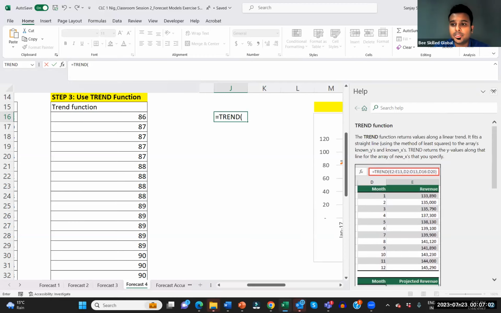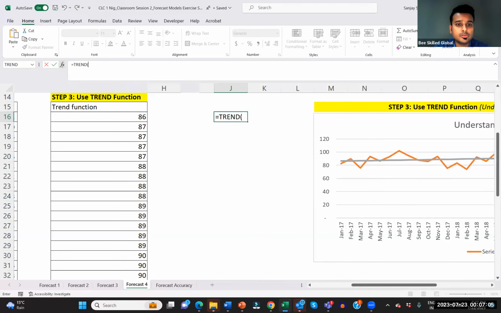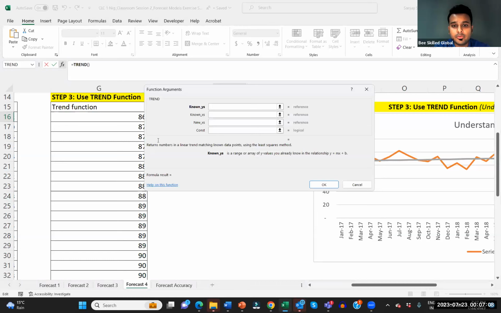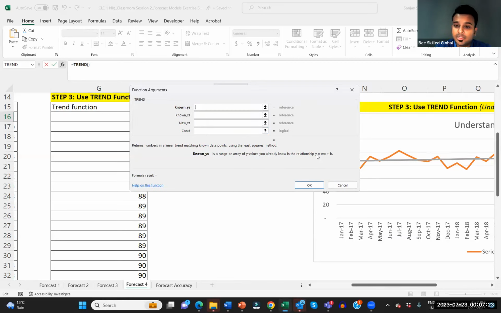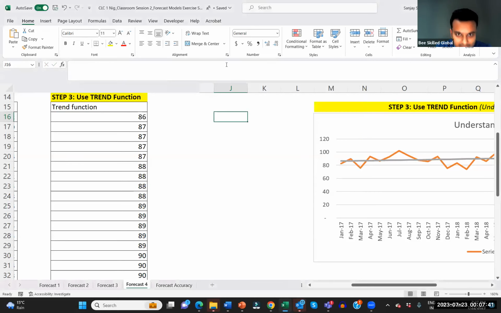But if I need to simply show you the syntax of trend, I can also show it from here. So this is the syntax of trend: known y's, known x's, new x's, and if there is a constant, a logical constant that you want to use. From a mathematical equation, the formula is y = mx + b. So please don't ask me the mathematical explanation. I'm not a statistical or mathematical expert, but that is the formula I know. My friends who do statistics use it to plot the graph, figure out the slope, and then, based on that, extrapolate the number. Okay. Any other question?